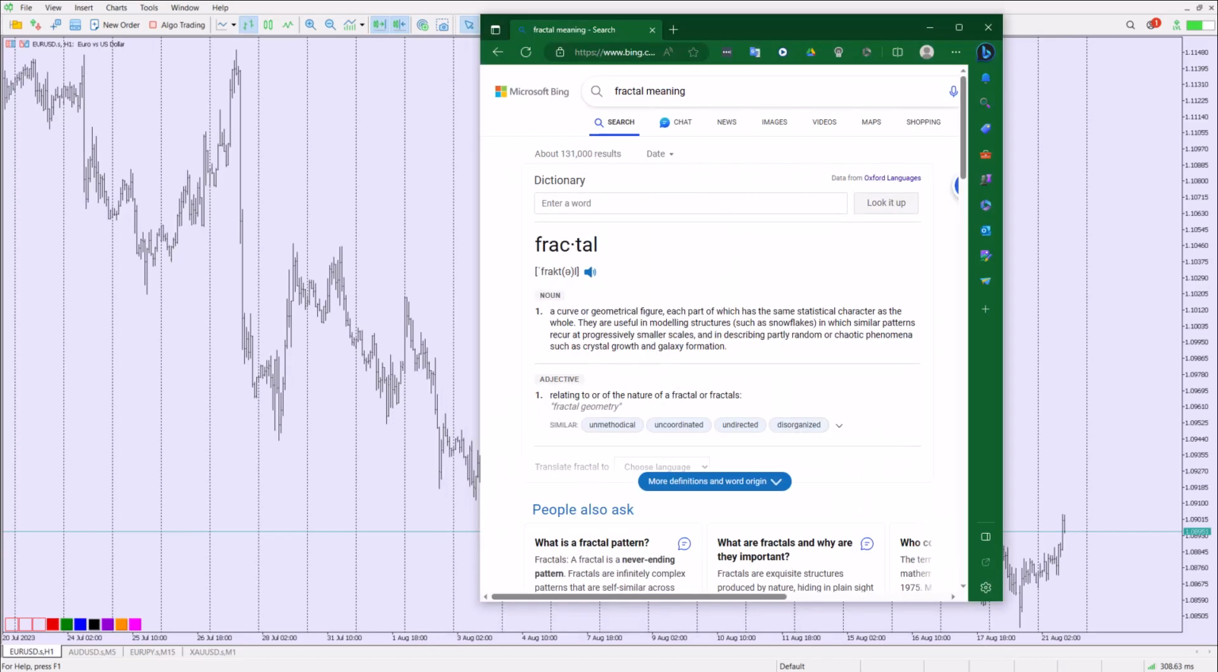Look at this. This is the definition of the fractal: a curve or geometrical figure, each part of which has the same statistical character as the whole. They are useful in modeling structures, and this is the part that we need, in which similar patterns recur at progressively smaller scales. That's the part that we want to focus on in trading. So it's going to recur; it doesn't matter how many time frames you go up or down, you're going to see the same things happening.